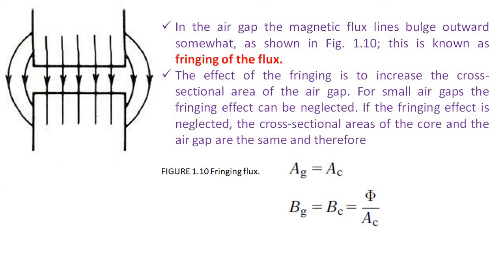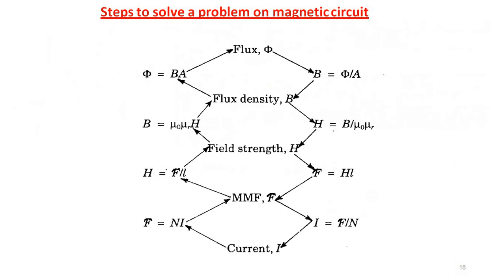If the fringing effect is neglected, the cross-sectional area of the core and the air gap are the same, and therefore the area of the air gap is equal to the area of the core. That means Bg is equal to Bc, that is equal to flux divided by area.